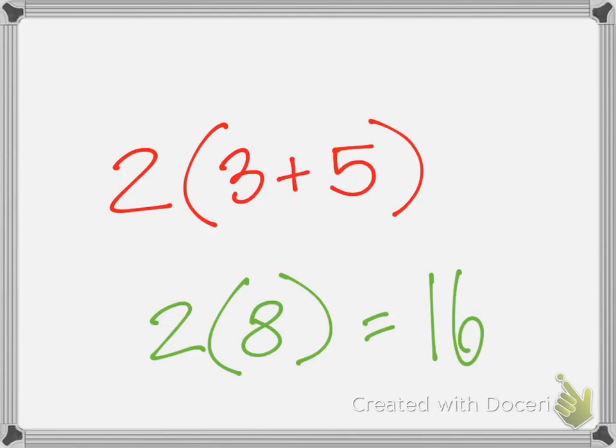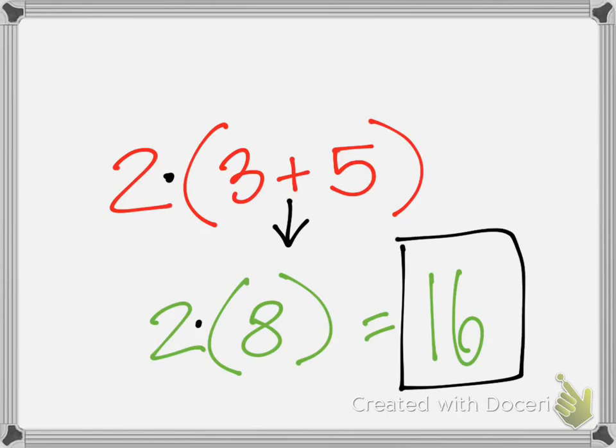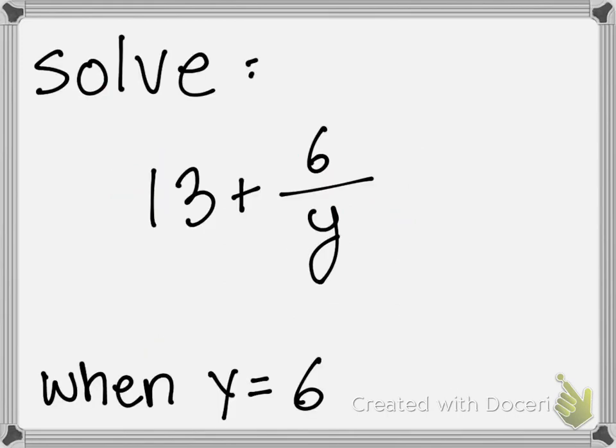We have 2 and in parentheses, 3 plus 5. Our 2 is touching the parentheses, which means it's going to be multiplication. We solve our parentheses first and get 8. It's still that multiplication, and 2 times 8 is 16. We apply it later, but let's look at this one first.